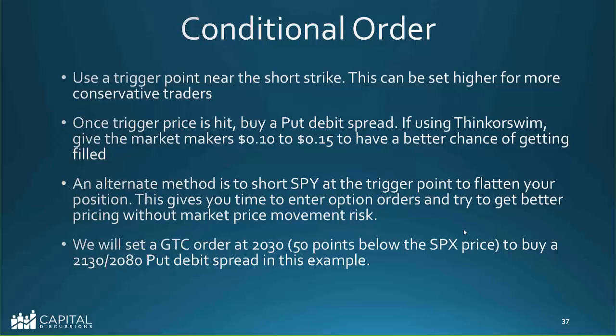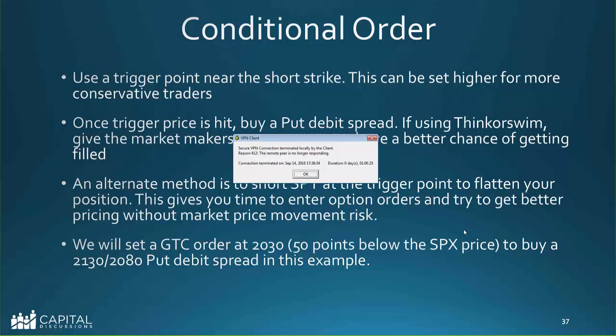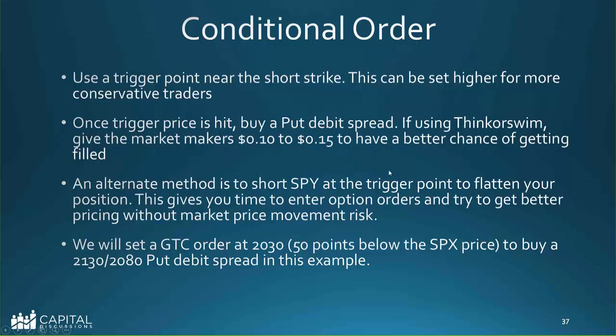So what I do as an alternative, sorry about my VPN there, is to short SPY at the trigger point to flatten the position. So once I do that, the position is basically close to zero delta. Then I can go in and put in my option trades, and once those are filled, I can take my SPY hedge off. So that's an alternative way of flattening the position and giving you time to put in whatever option order you want and try and work a good price.